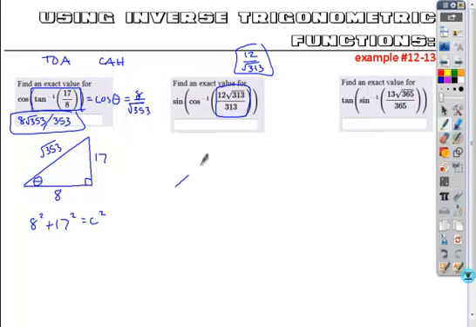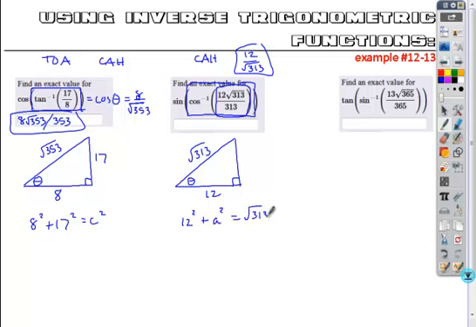Just know that this quantity right here is equivalent to this quantity here. Okay, so if you were to set up a triangle using this information, assign one of your angles theta. Here you know that this all represents theta. So theta is the angle whose cosine ratio is 12 over root 313. So cosine is CAH. So here the adjacent is 12. The hypotenuse is root 313. And now you can find the remaining piece by using the Pythagorean theorem. 12 squared plus a squared equals root 313 squared.